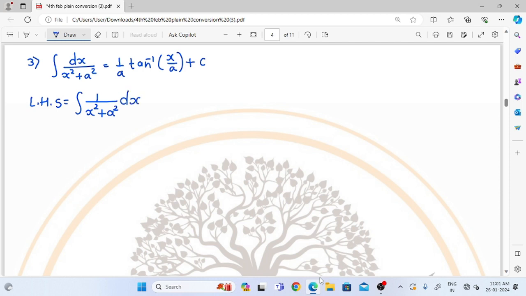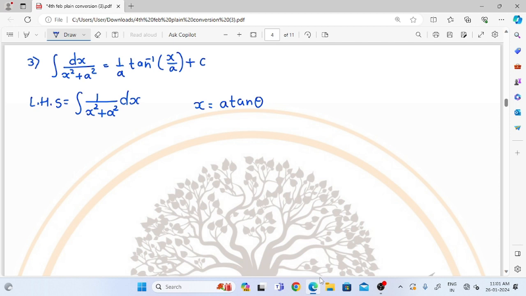Now look at what we need in the RHS: 1 upon a tan inverse of x upon a. So we need tan inverse. In this integration we have to substitute something like that. Here we need a also, so let's take x is equal to a tan theta. Now we have to convert this integration in terms of theta.